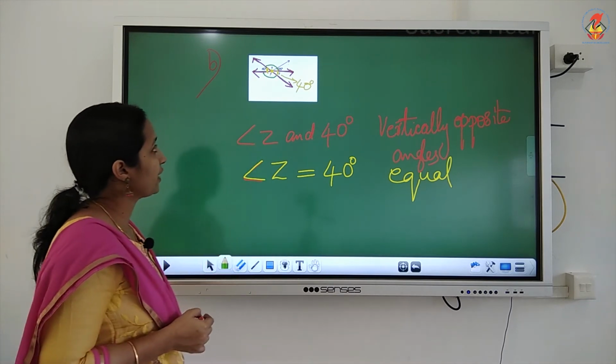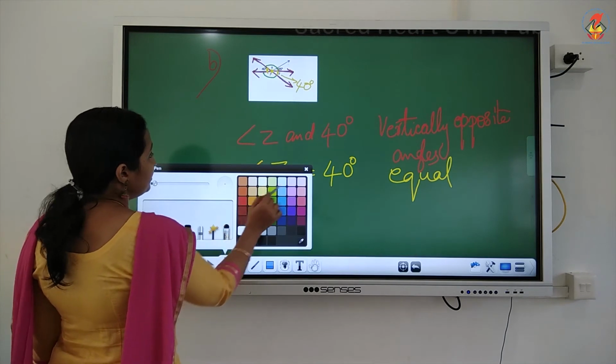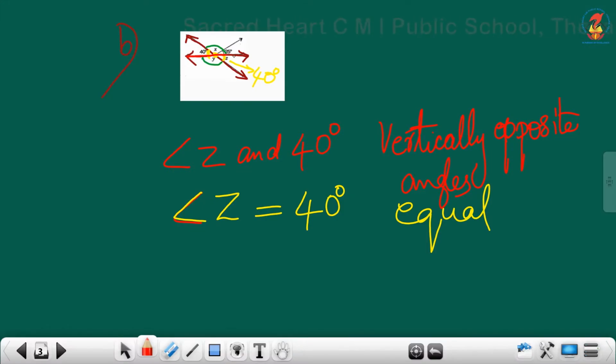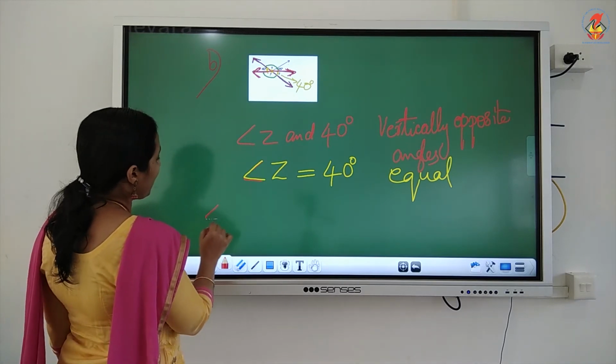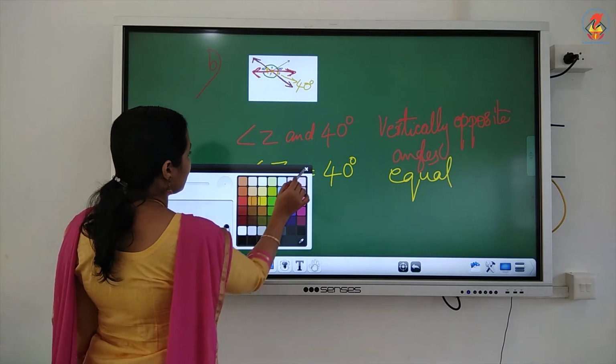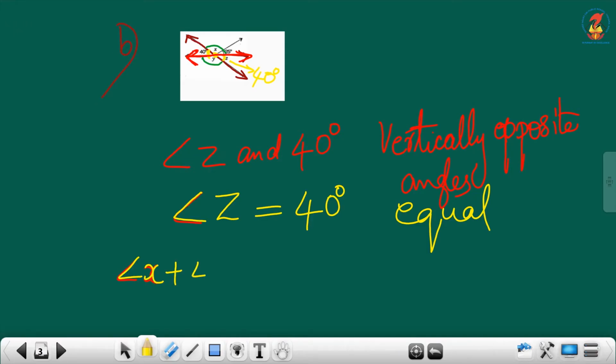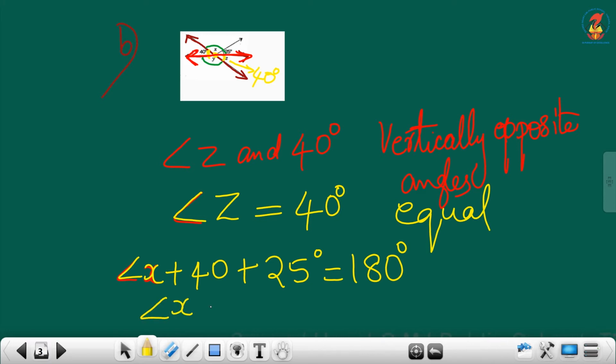For finding the value of x, you can see that these angles are standing on this straight line, and we know that the sum of angles at a point on one side of a straight line is 180 degrees. So we can write angle x plus 40 degree plus 25 degree is equal to 180 degree. The reason is that the sum of the angles on a straight line is 180 degree. Now, angle x plus 40 plus 25 is 65 degree, so x plus 65 degree is equal to 180 degree.